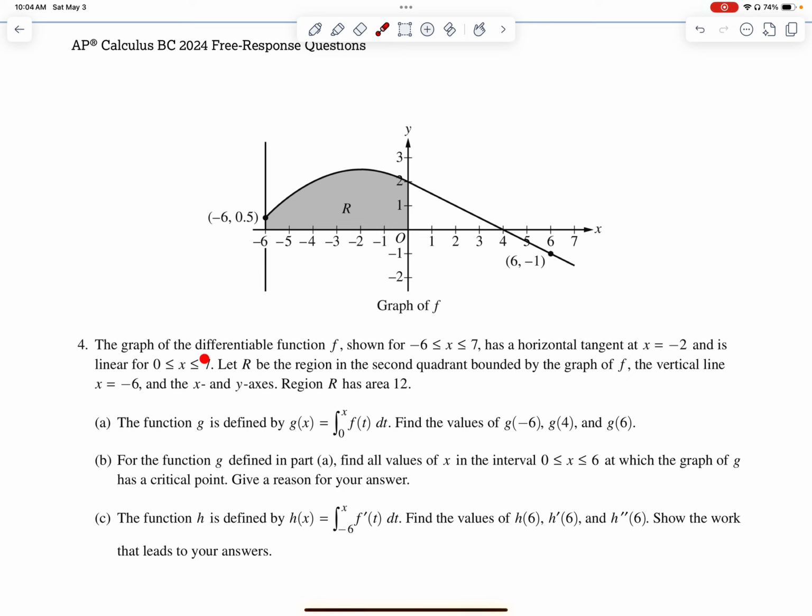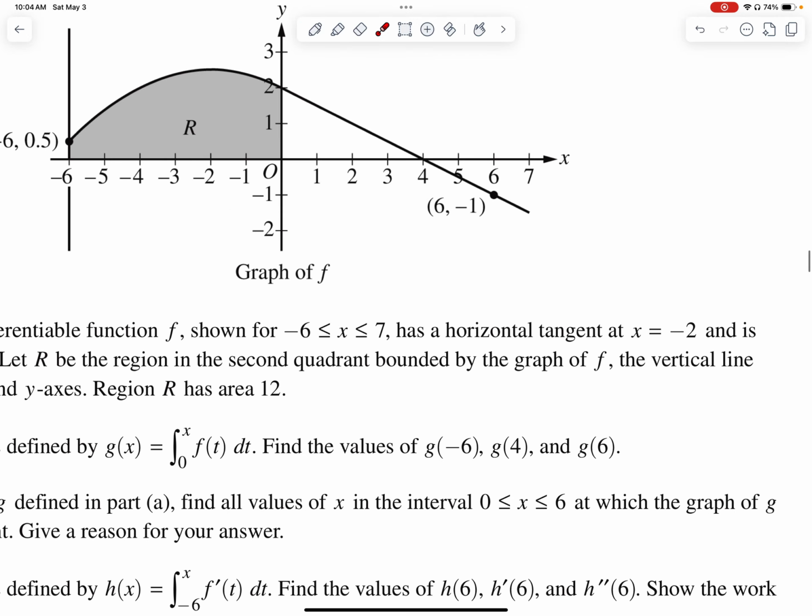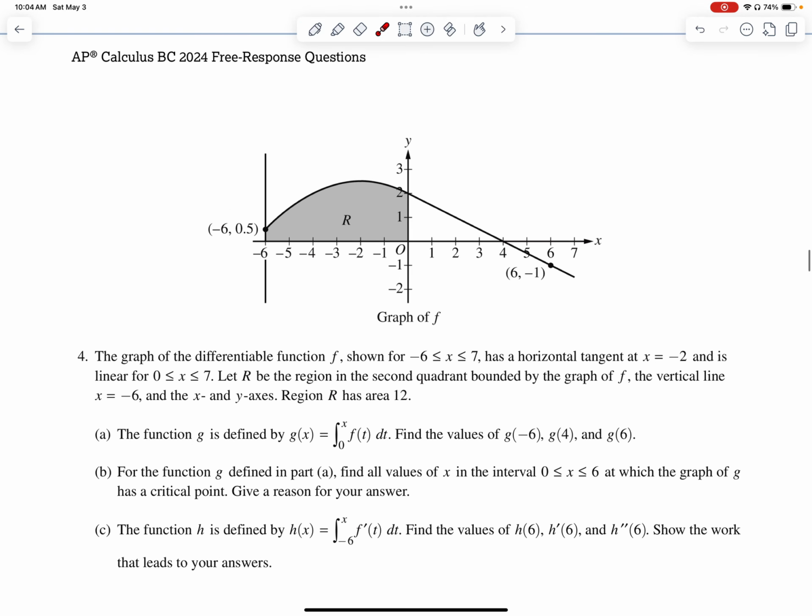The graph of the differentiable function f is shown in between -6 and 7, has horizontal tangent lines at x is equal to -2 here. Who knows if that's important? And is linear in between 0 and 7. So you can see this is a straight line right there.